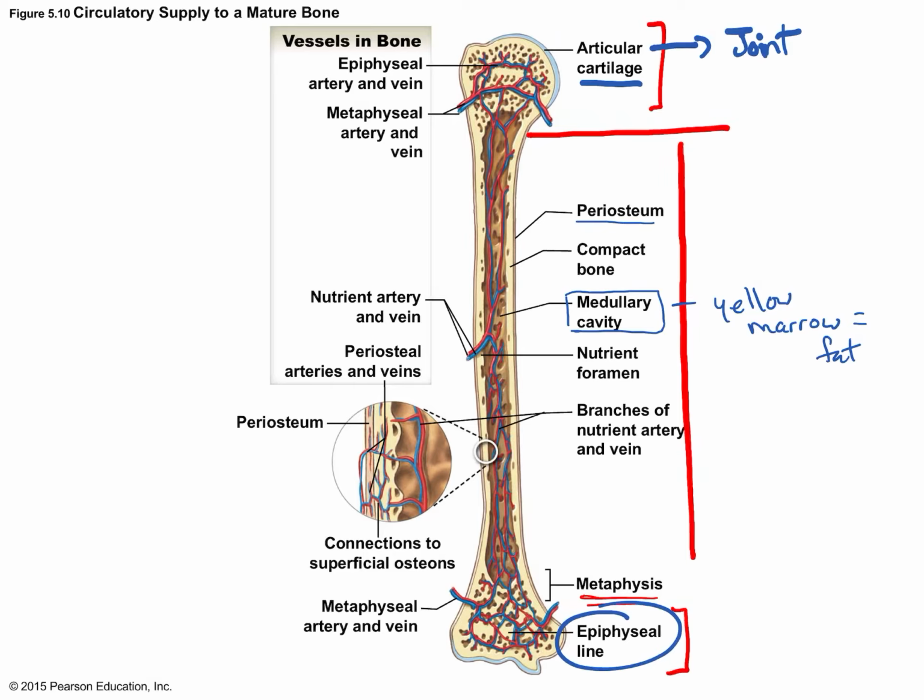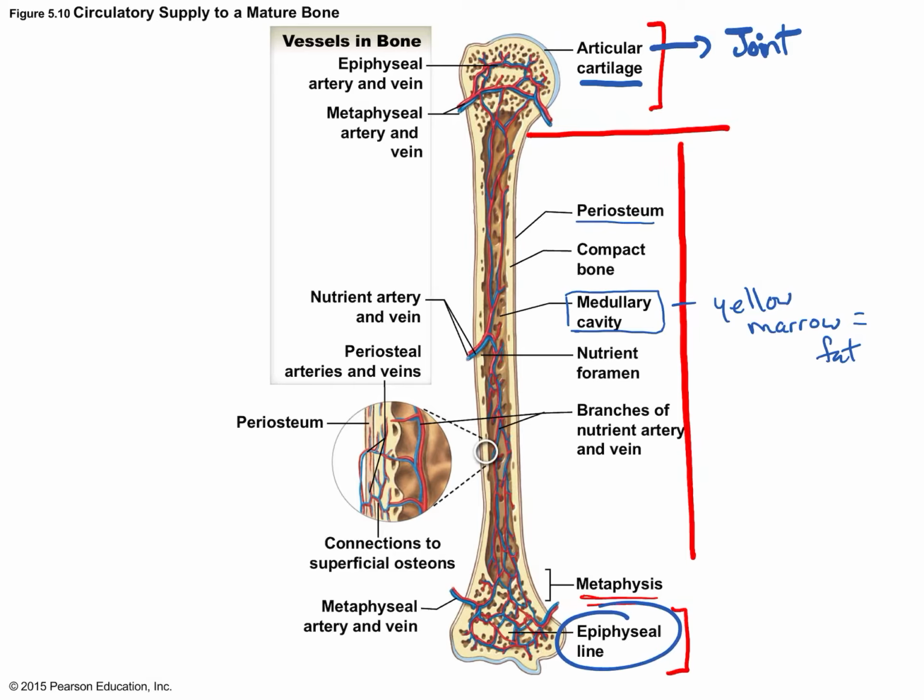The next one is H, compact bone and spongy bone. You guys already know this. Compact bone is on the edges of all your bones. So every single bone will have compact bone. And then inside, every single bone will have a layer of spongy bone, otherwise known as cancellous bone or trabecular bone. And in these regions, you'll have red marrow.